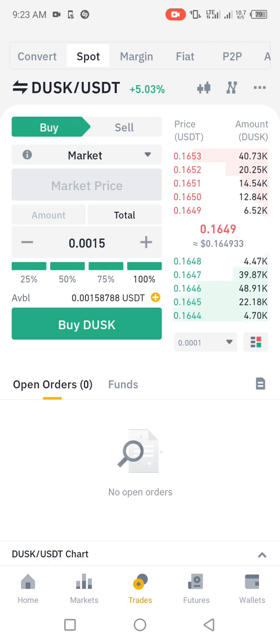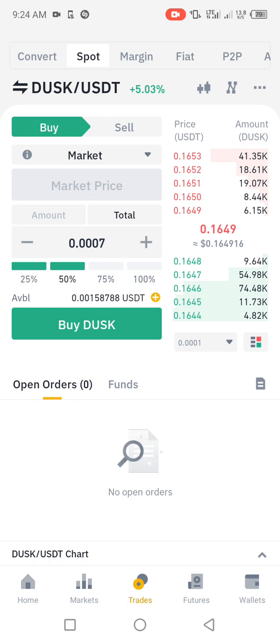So let's say I have 100 USDT and I select 25. That means I'm going to make this trade with 25 USDT. If I pick 50, I'm going to make the trade with 50 USDT. So I hope you get a hang of how it works.